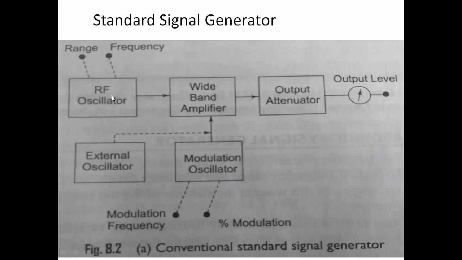Standard signal generators are used to generate known and controllable voltages. We can generate the desired voltages and control them. These are mainly used for measurement of the gain in different circuits, and they are also used as power sources.